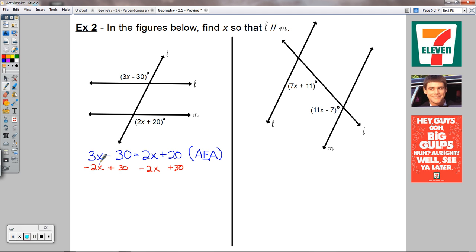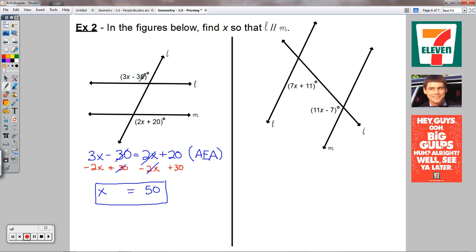And that'll give it to me. I'll have x. This will cancel. This will cancel. X equals 50. Nothing else to do on this one. It didn't ask you to find what the angle measures were. We could very easily by just plugging those back in. 3 times 50 minus 30 is 120. 2 times 50 plus 20 is 120. That's a good way to check our answer there. We know we did it right then.